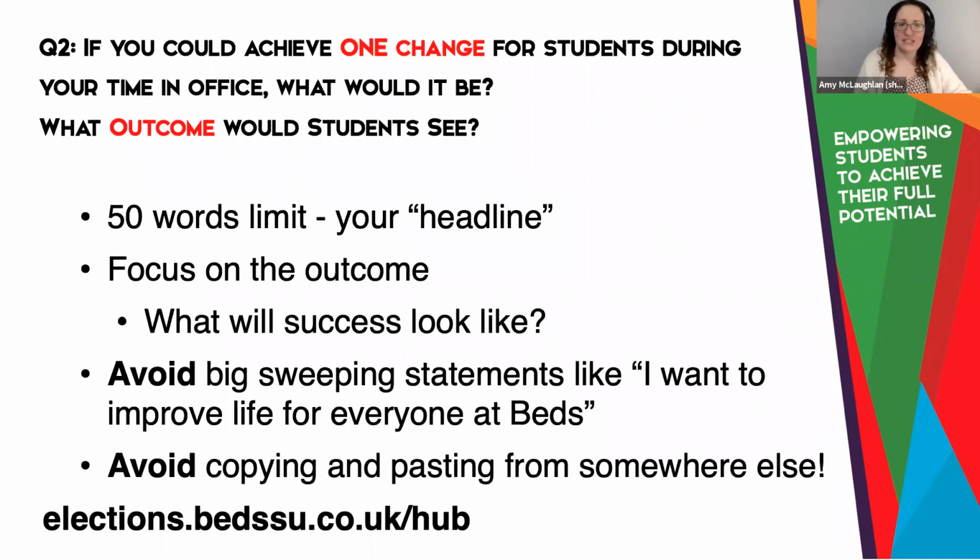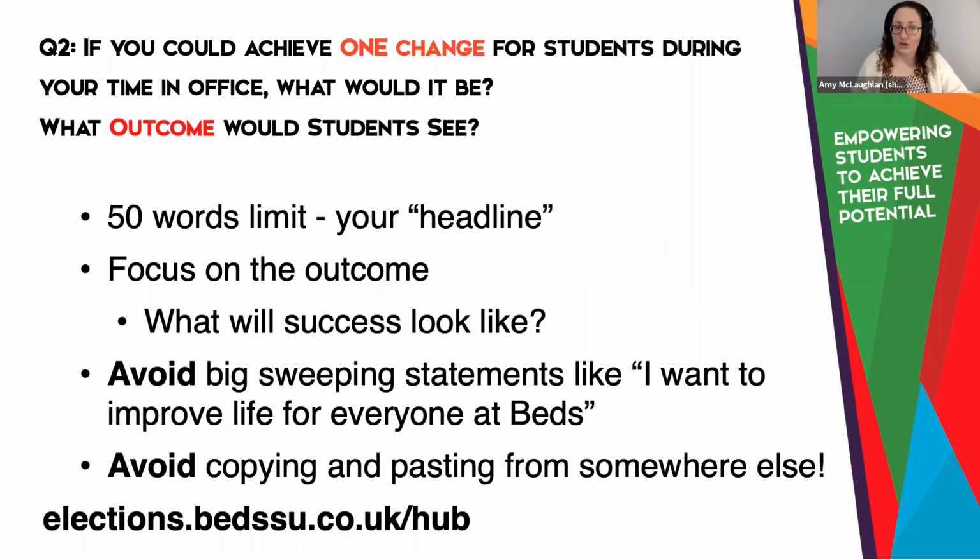When we break that one down, this one's going to have just a 50-word limit, because what we're trying to get out of this one is your headline. If we were going to try and sum you up in one sentence, that is what question 2 is. It's summing yourself up in one sentence, the one change that you could do. If you could do nothing else, if you only got 3 days on the job for some reason, what would you do in those 3 days? What would be the one change that you were fighting for?